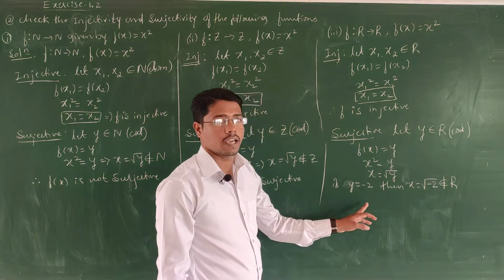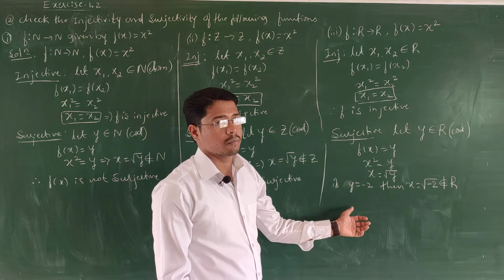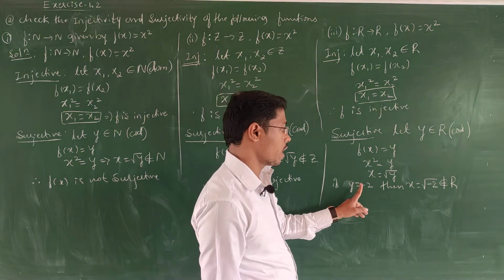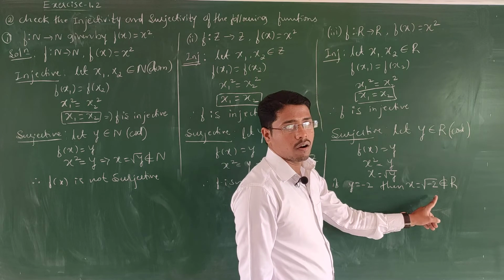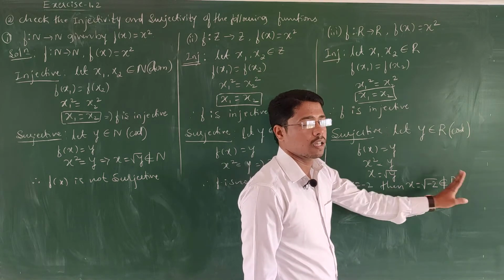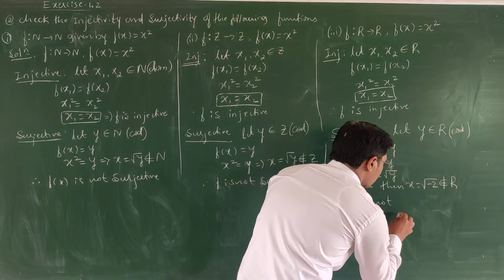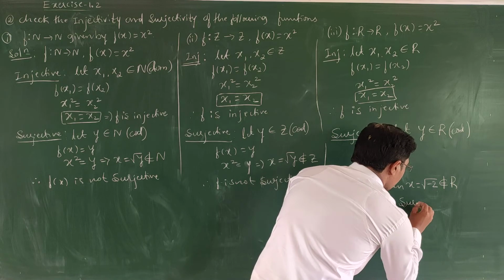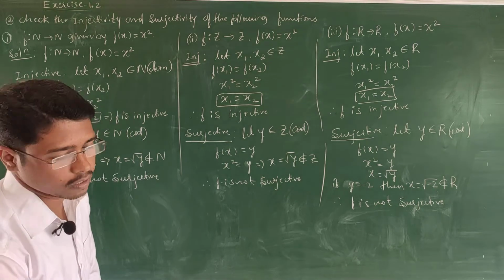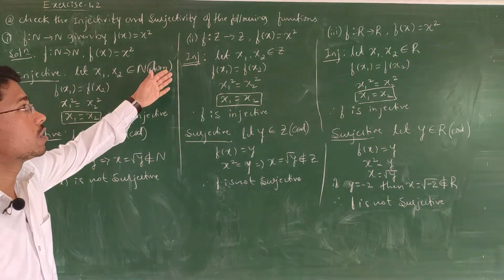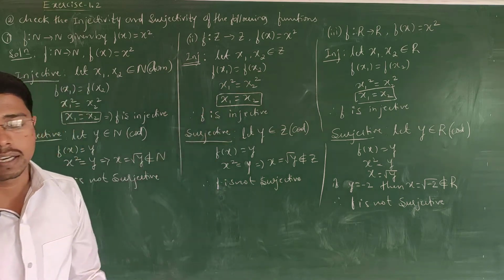In the case of negatives in the codomain, they are not images of any elements of the domain set, because if y equals minus 2, then x equals root of minus 2. This is a complex number and doesn't belong to the set of real numbers. Therefore, f is not surjective. So the function f of x equal to x square from N to N, Z to Z, and R to R: in all three cases, it is injective but not surjective. Okay.